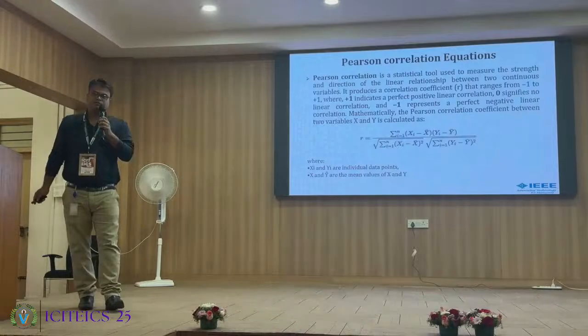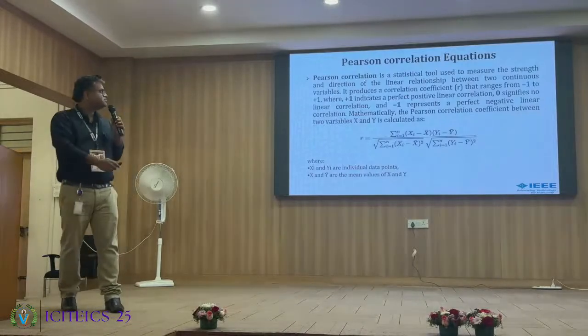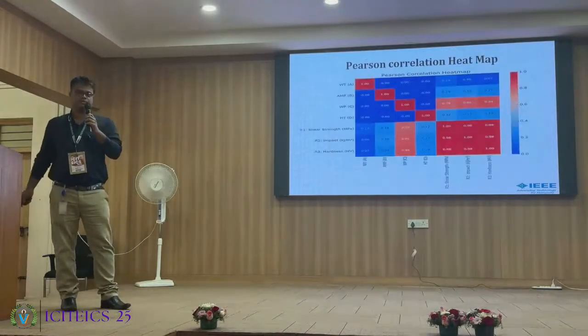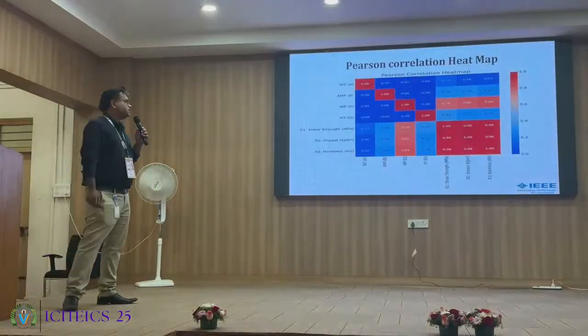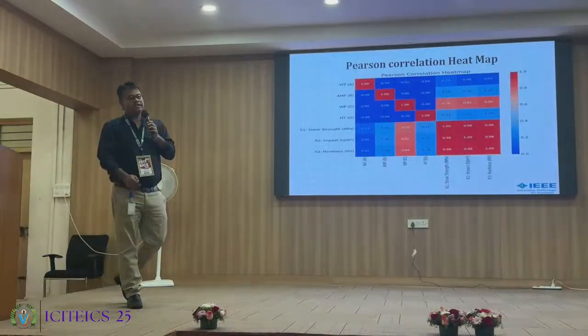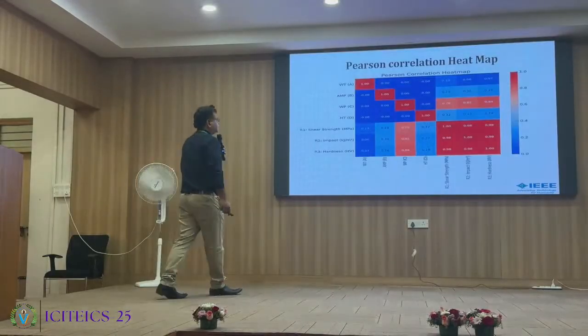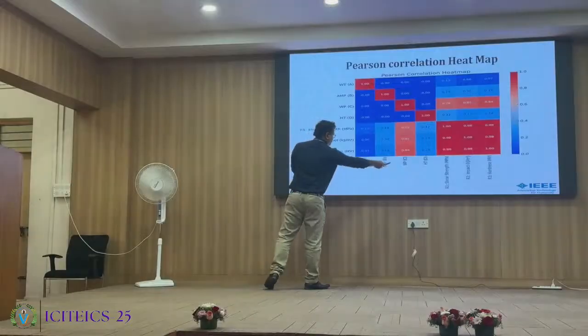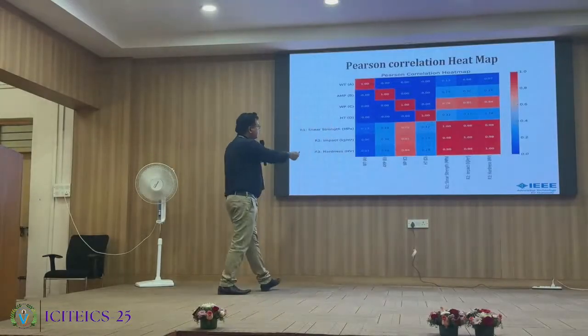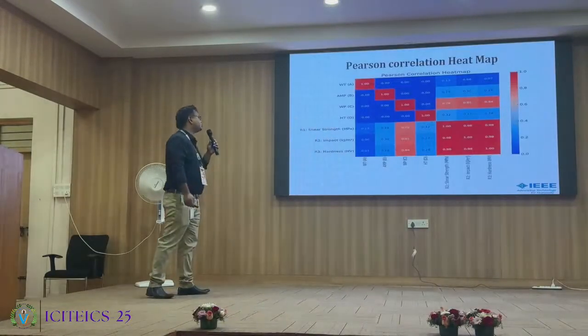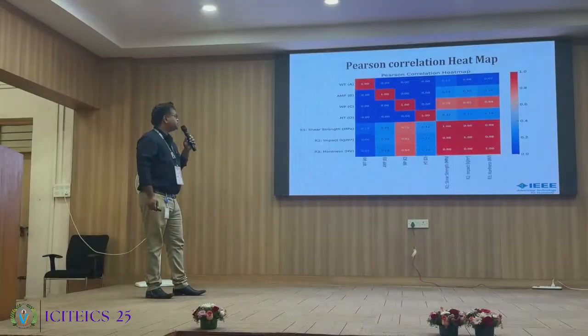The variables we use are one input and one output, then x bar, y bar are the mean values of the two inputs. So by using Python OpenCV, I have generated a Pearson correlation matrix. Here we could see how exactly the four input parameters affect the mechanical properties like shear strength, impact energy and hardness.